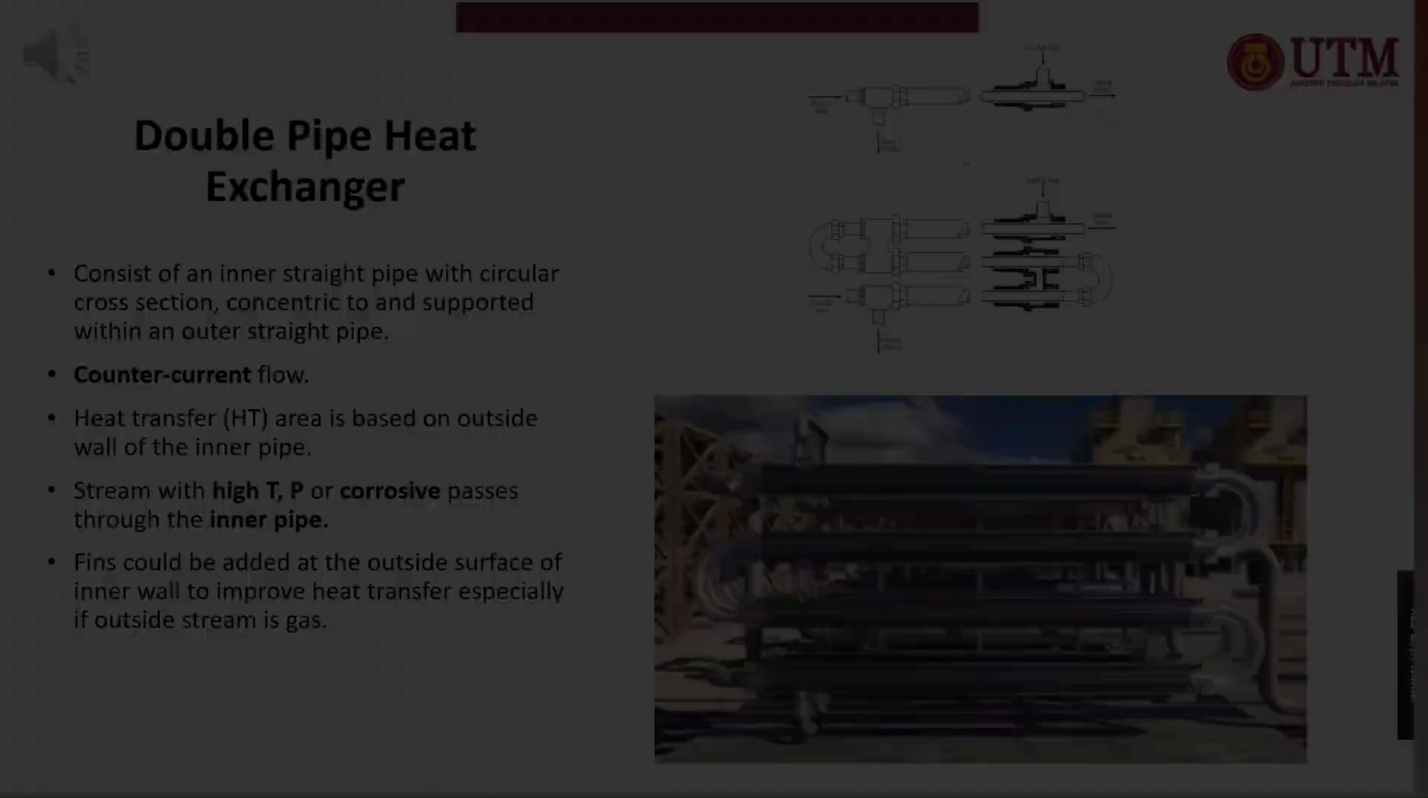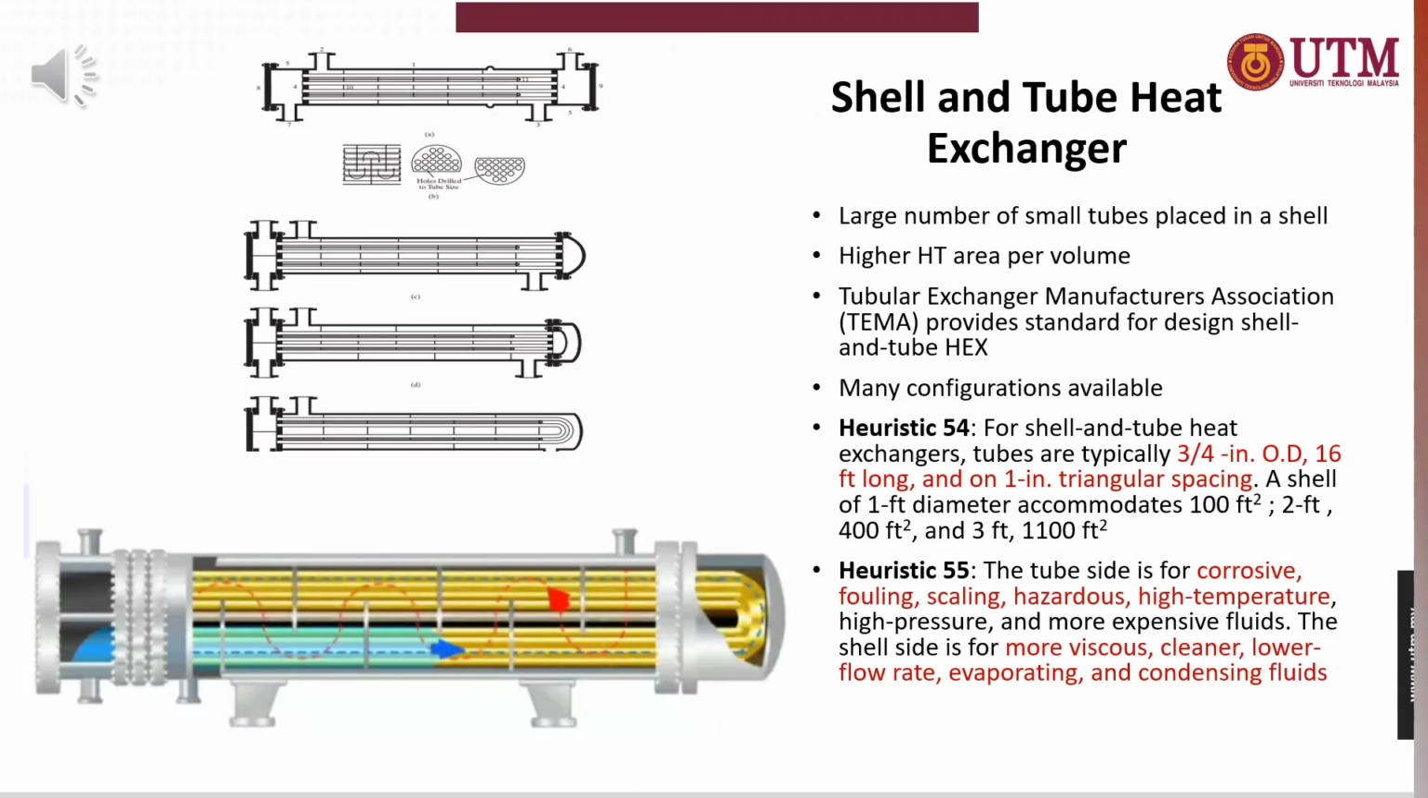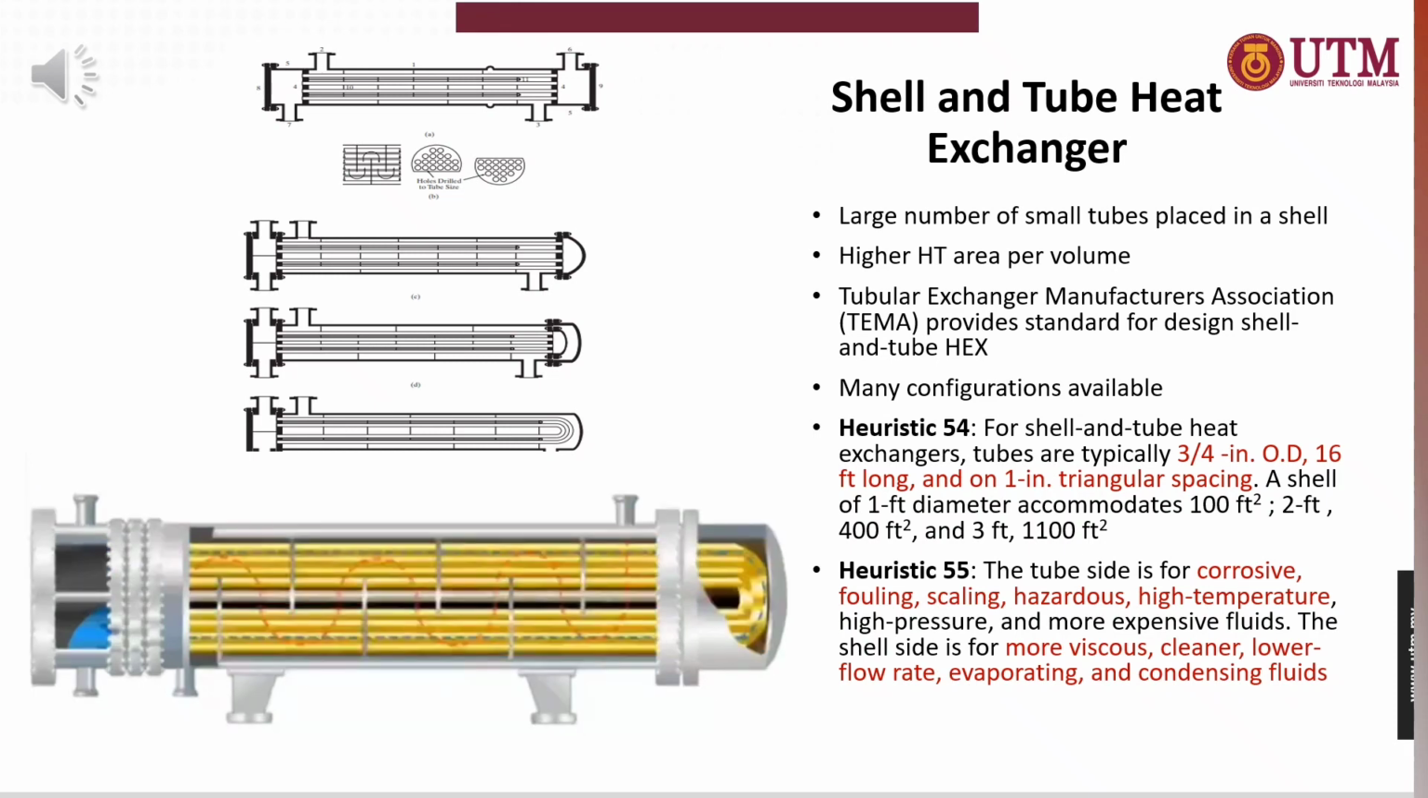For shell and tube heat exchanger, it has a higher heat transfer area per volume due to the large number of small tubes in a shell. Tubular Exchanger Manufacturers Association (TEMA) provides standard for shell and tube heat exchanger designation. When making preliminary calculation or employing shell and tube heat exchanger, there are useful heuristics that can be applied, which are heuristic 54 and heuristic 55.